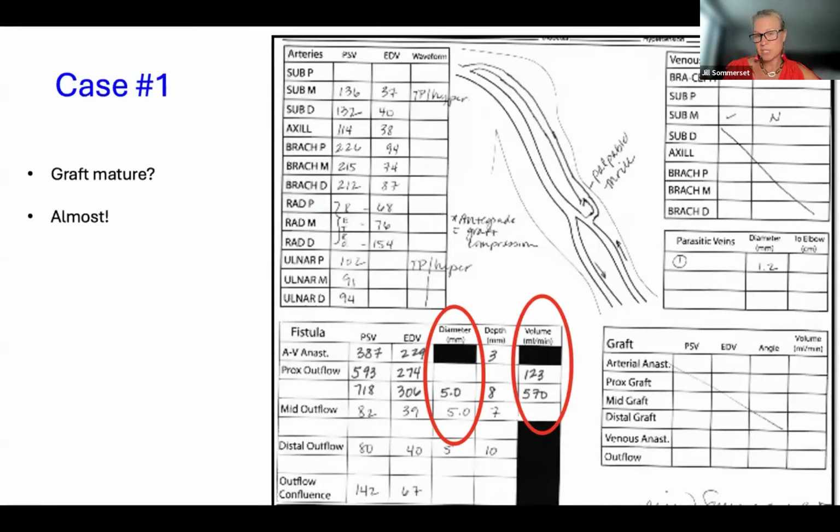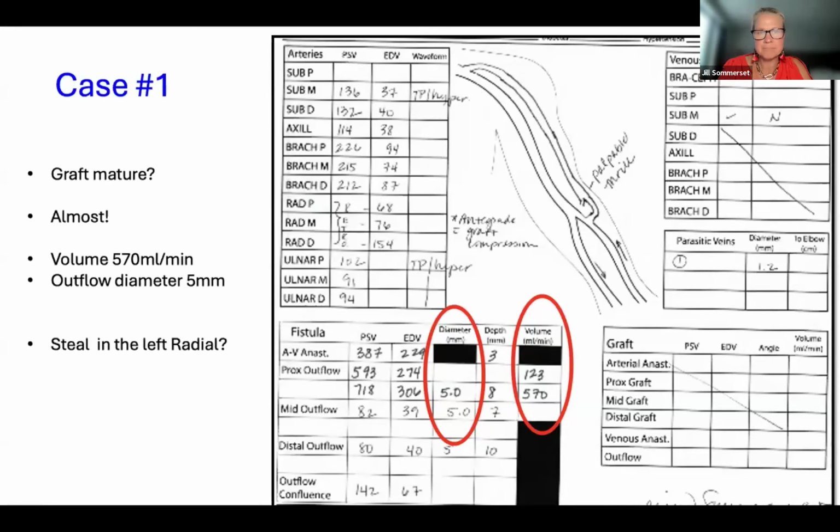So the question is, is the graft mature? Not quite, it's almost there. So we just need to give it a little bit more time to mature. This patient is not ready for hemodialysis. And so, yes, there is retrograde flow in the radial artery, but as we know, steal is a clinical diagnosis. The patient has no wound or no pain with or without dialysis.